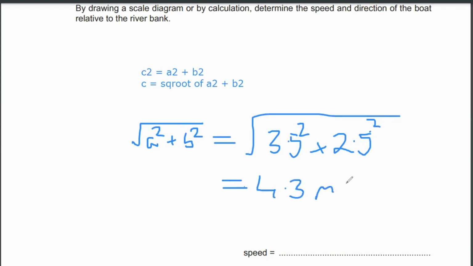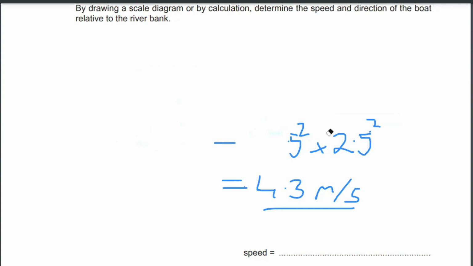The answer comes out to be 4.3 meters per second. This is the speed of the boat relative to the river bank under the influence of the current, which is flowing at right angles to it. So that is the speed of the boat.